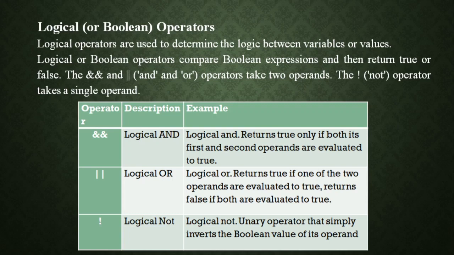Logical NOT. It's a unary operator that simply inverts the Boolean value of its operand. If it is negative, it says positive. If it is true, then the NOT indicates it is false. If I say false, then the NOT is true. Logical operators are used to determine the logic between variables and values. Logical or Boolean operators compare Boolean expressions and then return true or false. For those we are using operators like AND, OR, NOT.